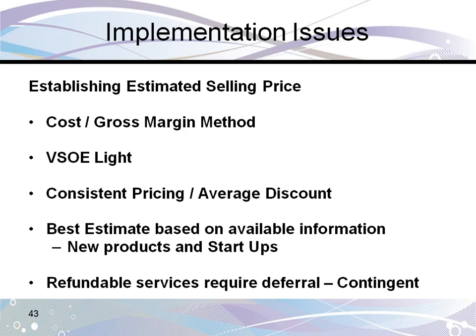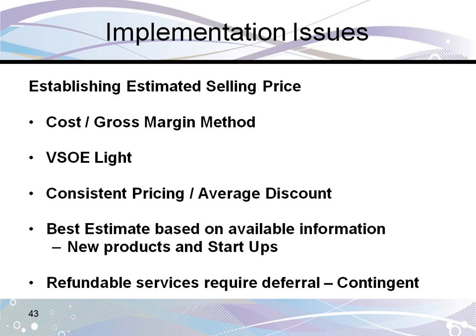Another method is this VSOE light approach, where you take examples of prior sales on a standalone basis, look at what those values are, and maybe you've got a broader range of available options than under VSOE, so maybe 60% of the transactions are within plus or minus 20%. Maybe that's good enough for ESP. I think this is one of the areas that's really evolving. If you have consistent pricing and you have average discounts off of list price by product family or business segment, maybe you can use that.